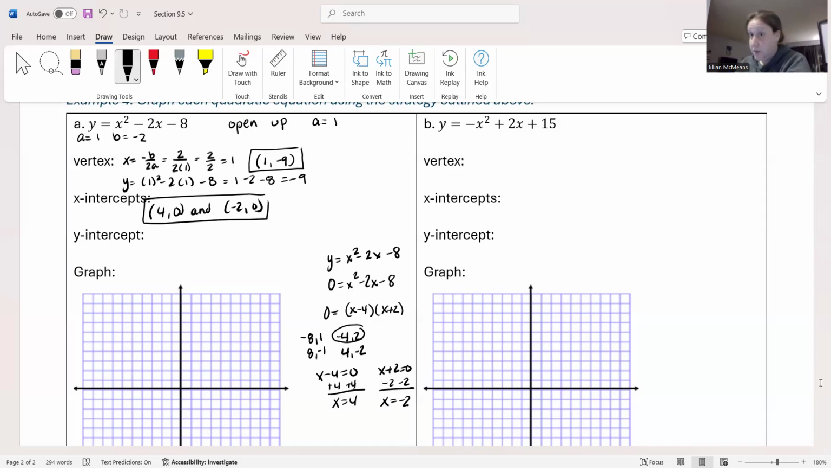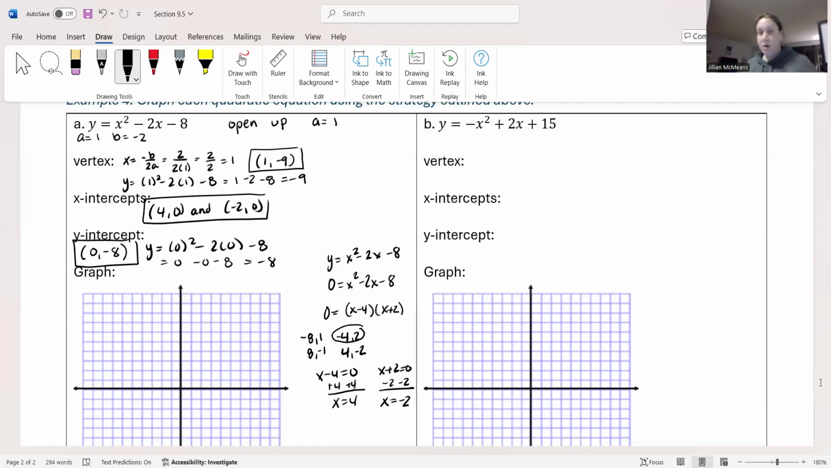Now the y-intercept is pretty easy to find. We let x equal 0 and then we solve for y. So I get y equals 0 squared minus 2 times 0 minus 8. Well, 0 squared is 0. -2 times 0 is 0. 0 minus 0 minus 8 is -8. So the y-intercept is 0 for x, -8 for y. So that's my y-intercept.